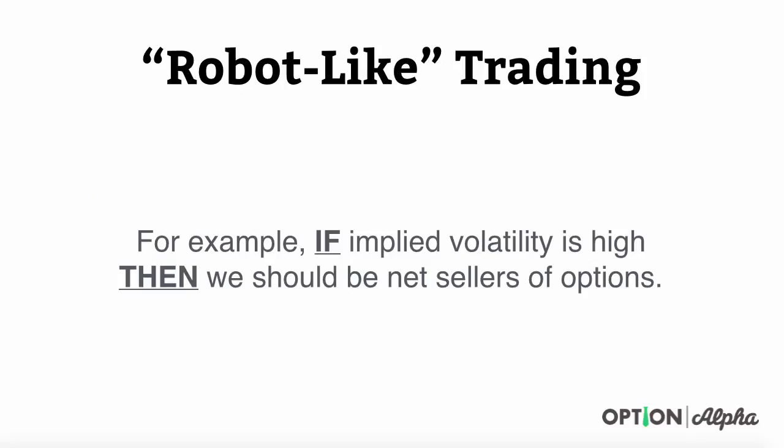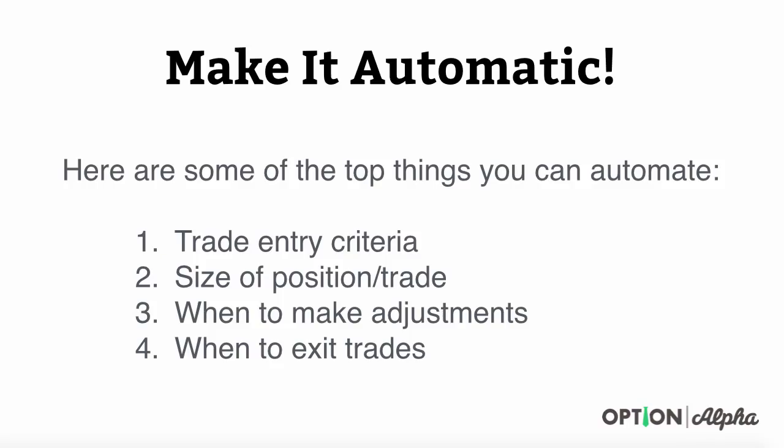So for example, an if-then statement might be, if implied volatility is high, then we should be net sellers of options. And if implied volatility is high and we have this statement in our plan or in our system, then this completely eliminates the ability for us to enter trades that are net buyers of options, and we remove our emotion. No matter how good the trade looks, no matter how beautiful the setup is, no matter how many technicals you're using that all point to the same thing, if implied volatility is high, then we should be net sellers of options. So it helps narrow our focus to the strategies that are just suited for high implied volatility markets. So I always say make it automatic.